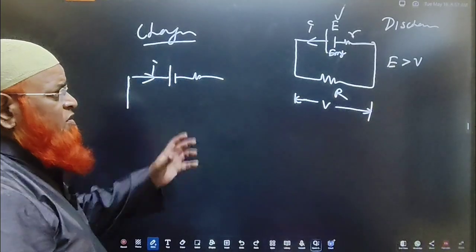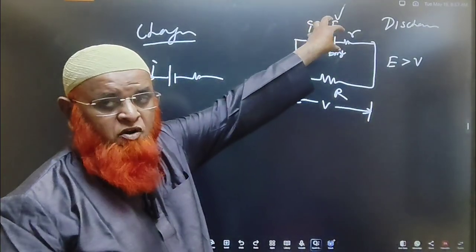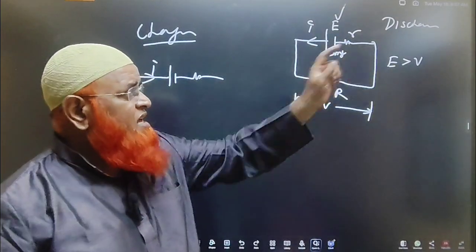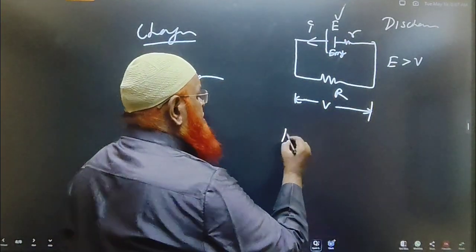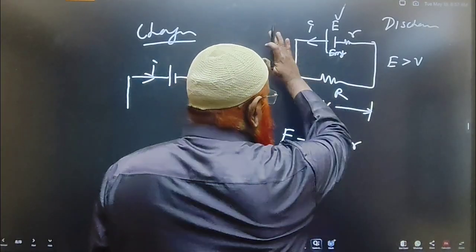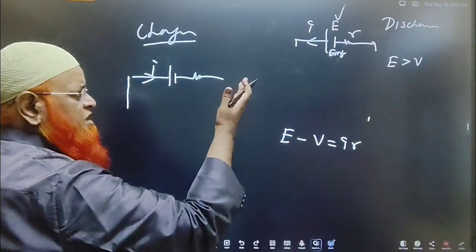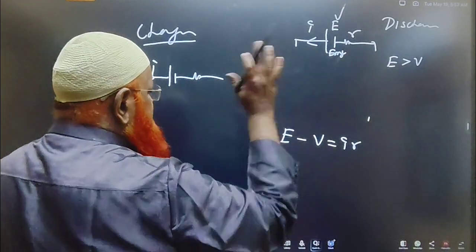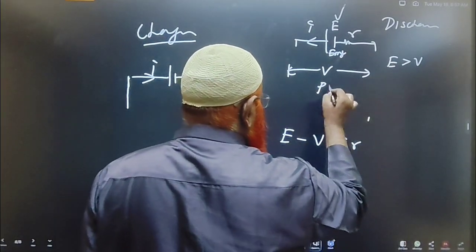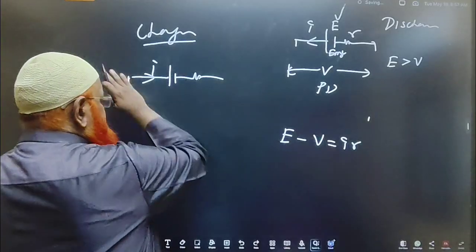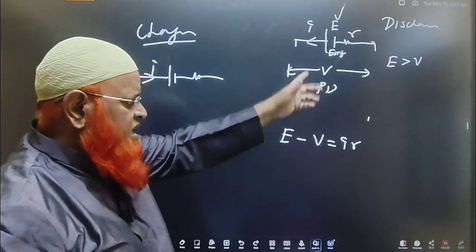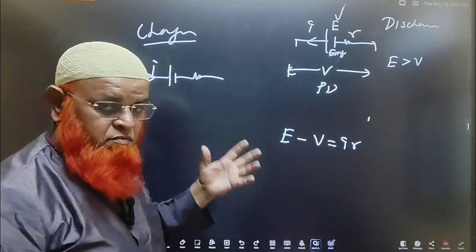Whenever it is discharging, the battery is powerful, having the greater numerical value. E is greater than V. So the difference is E minus V is equal to I into R. If you don't take any external resistance, you just take one battery with internal resistance, it is discharging. And outside it is called the potential difference. Only internal resistance, so current is coming outside. Discharging case.